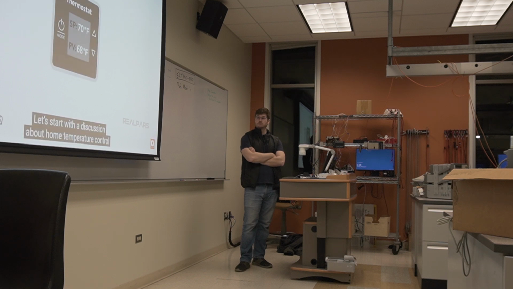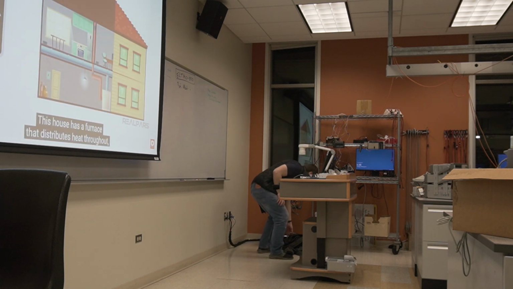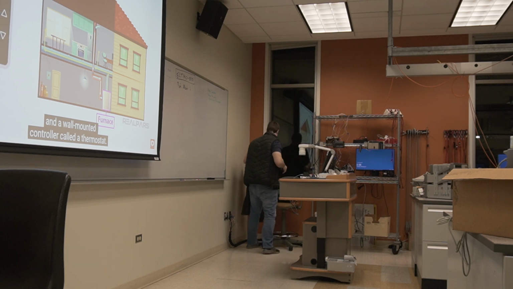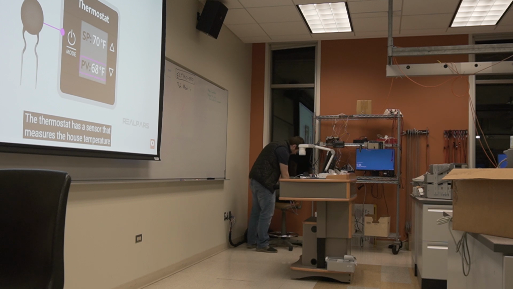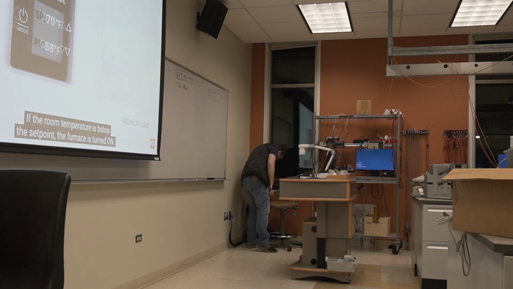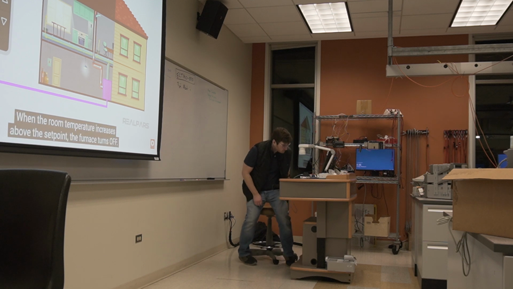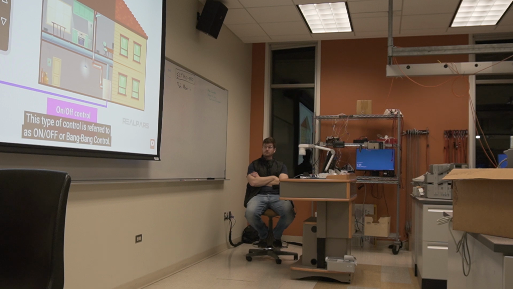Let's start with a discussion about home temperature control, as it's familiar to lots of people. This house has a furnace that distributes heat throughout, and a wall-mounted controller called a thermostat. The thermostat has a sensor that measures the house temperature and compares that measurement to an adjustable set point. If the room temperature is below the set point, the furnace is turned on. When the room temperature increases above the set point, the furnace turns off. This type of control is referred to as on-off or bang-bang control.